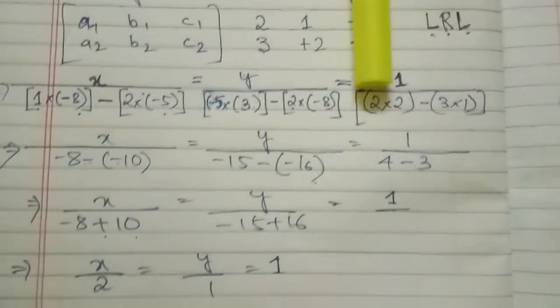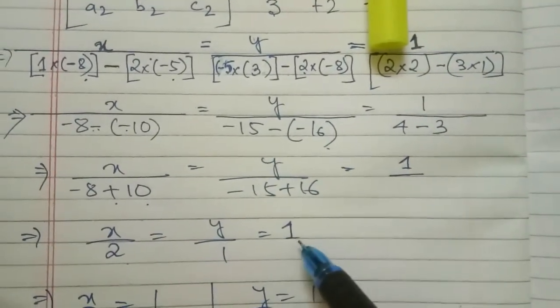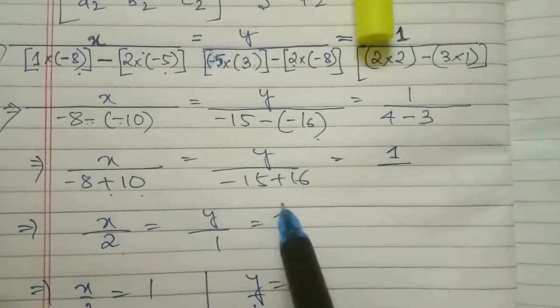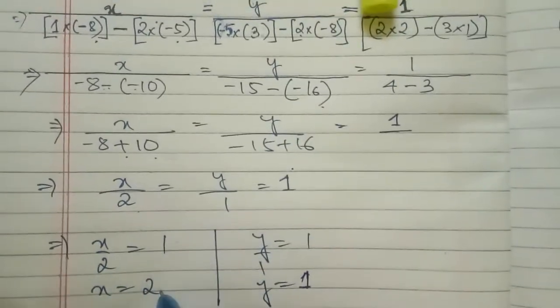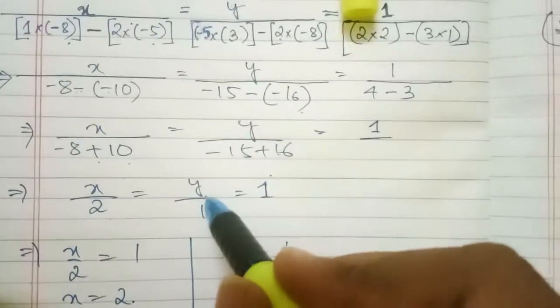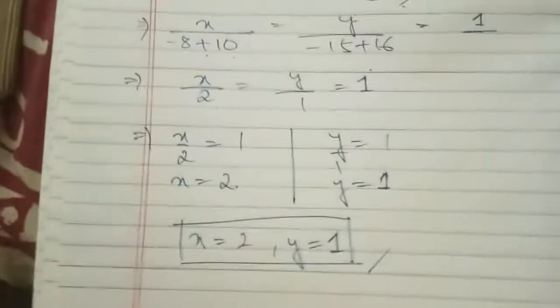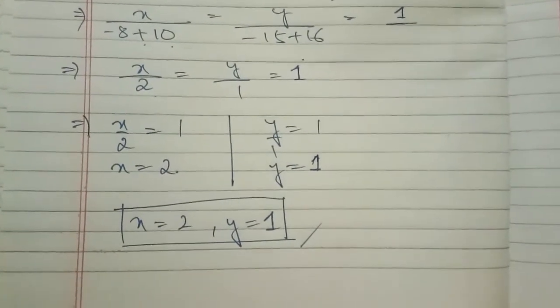Now see, after calculating, we are getting x by 2, y by 1 equals 1. Now compare this x value with the constant. X by 2 equals 1, then x equals 2. Same case, y by 1 equals 1, then y value is 1. The final answer is x equals 2, y equals 1.